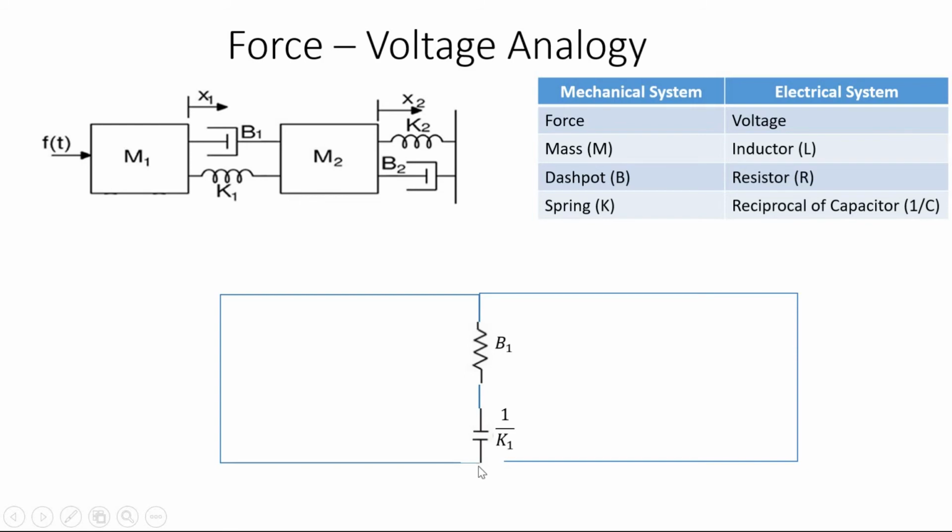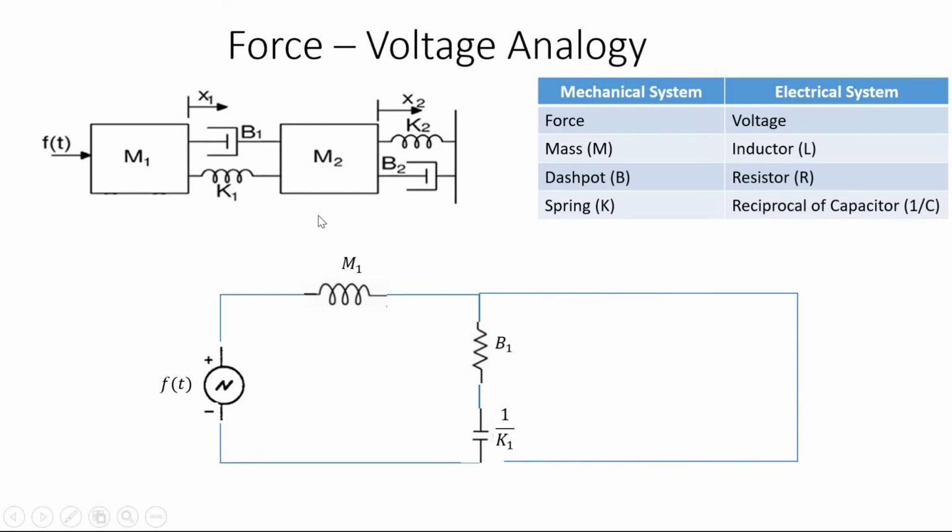So here we have to draw these two elements first. Then we can consider the first mesh, M1. The input f(t) will be a voltage source having the same value f(t). Then another term is the mass term, which will be an inductor with value M1.